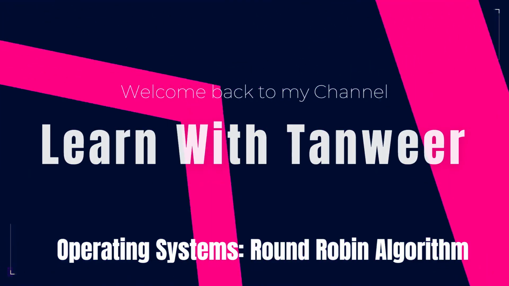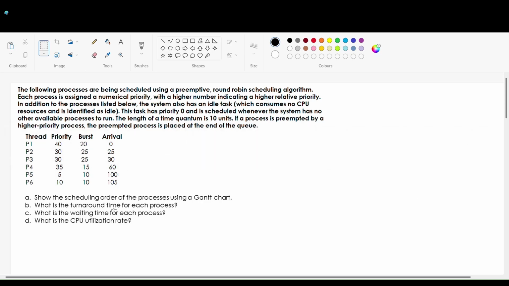This is another example of finding the turnaround time using the round robin algorithm. The following processes are being scheduled using a primitive round robin scheduling algorithm. Each process is assigned a numerical priority, with a higher number indicating a higher relative priority. These are the priorities given: 40, 30, 30 and so on.